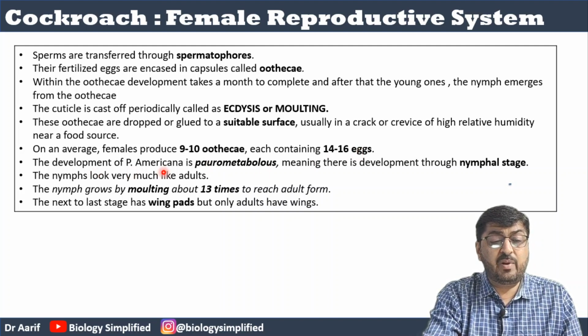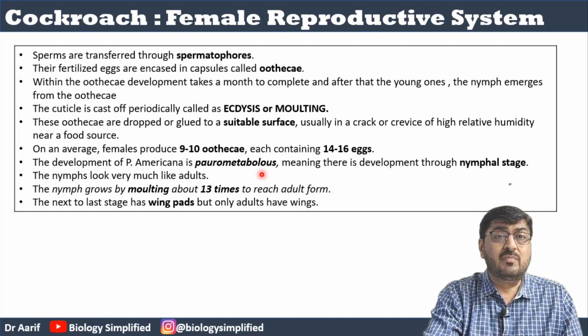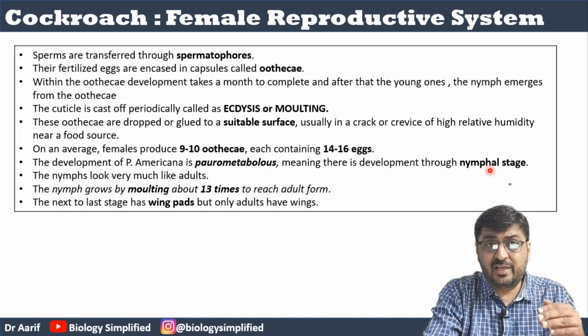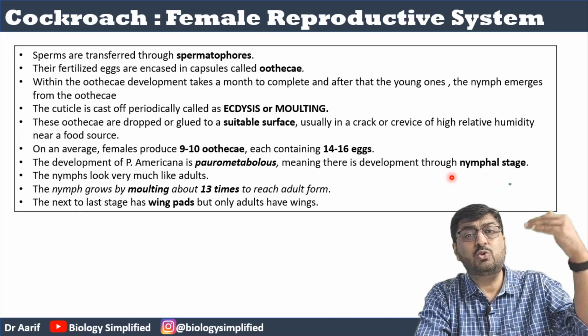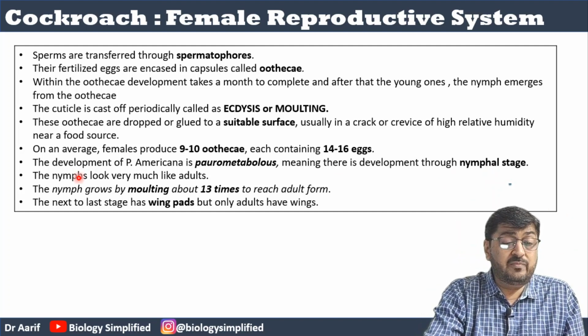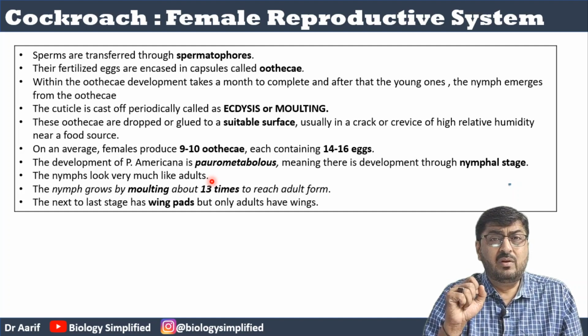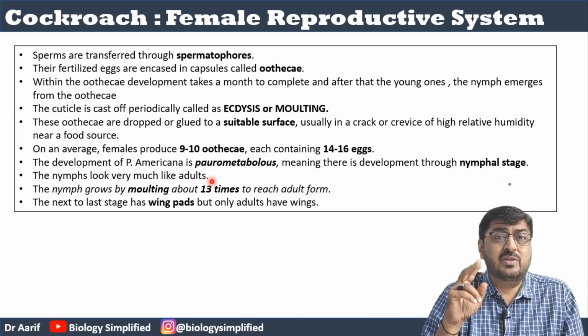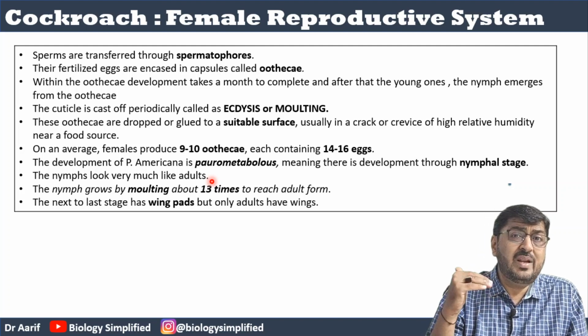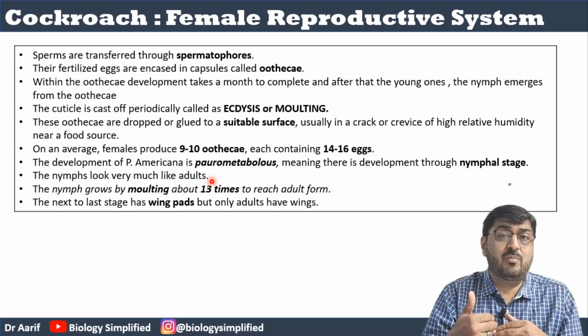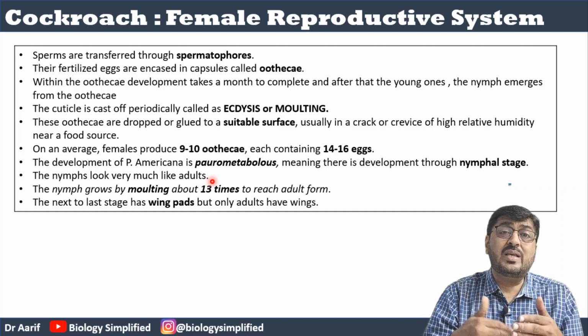The development of Periplaneta americana is paurometabolous. In very simple terms, gradual, right? So there is development through nymphal stage. Yani there is a stage where it is called as a nymph and then progresses to become an adult. The nymphs look very much like adults, right? I had made a mention of this in the doubt solving session, shayad last time, that development of animals is of two types, direct and indirect. अगर बीच में larval stage आती है जहां पे it looks different from the adult, उसको indirect बोलते हैं हम लोग. But when the young one looks like the adult, it is called as direct development.